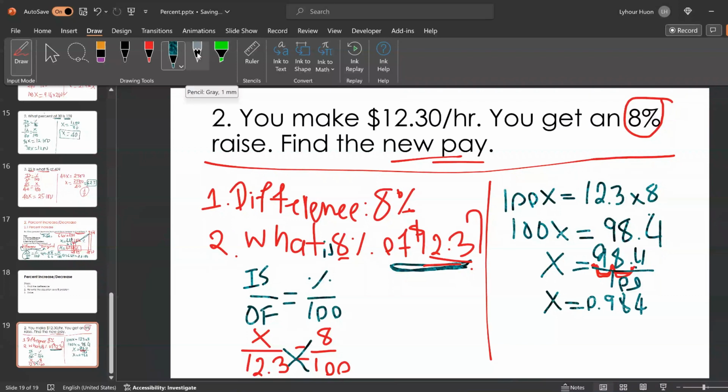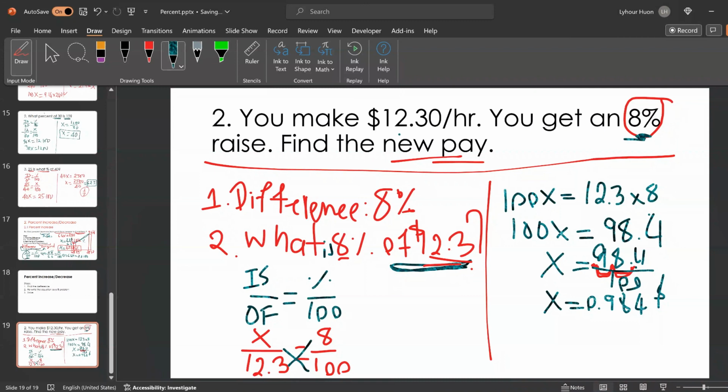Dollars. Okay, dollars. But is this the final answer? What does X represent? X is the amount you have raised, right? The amount. 8% of this. So the amount that you have raised, meaning that you will be increased by almost $1.